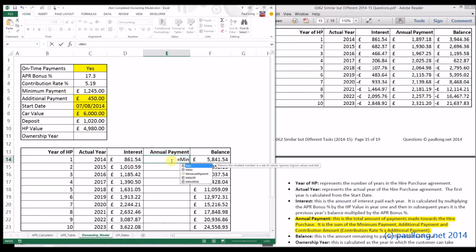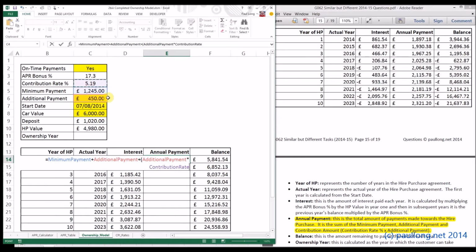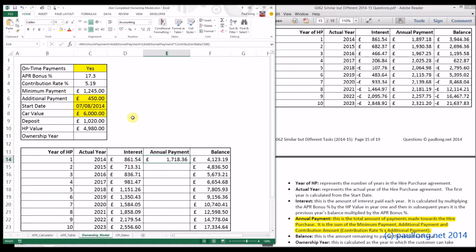We see that it's going to be the minimum payment plus the additional payment plus the additional payment times by the contribution rate divided by 100, because remember that's the percentage. So that will be 1245 plus 450 plus 5.19% of £450. And there's our response. The result is that there will be in this year £1,718.36.